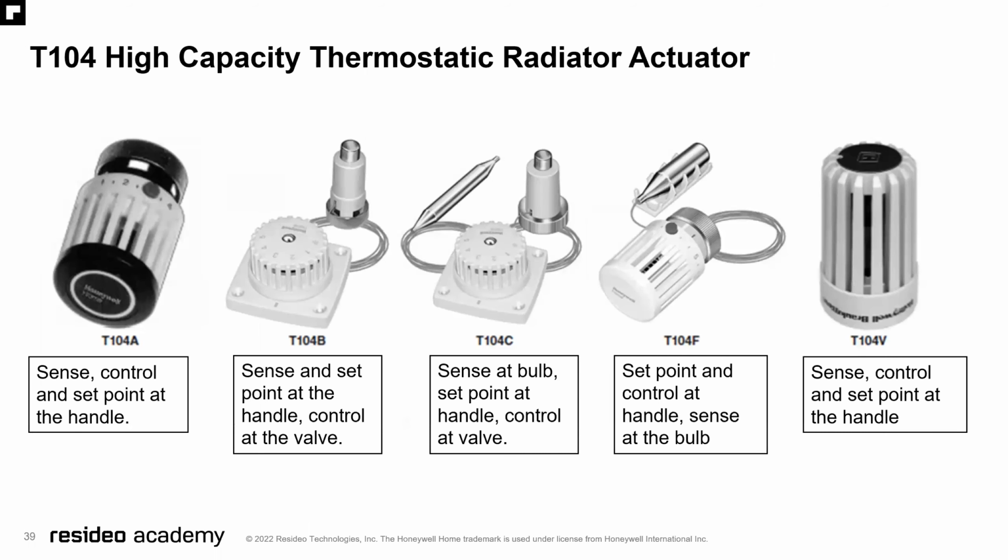The T104 high capacity thermostatic radiator actuator has a few more options for the head, where you have the sense, control, and set point at the handle in two versions. One is, of course, the tamper resistant. It's harder for people to play with. That's going to be in your more public locations where you don't necessarily want people adjusting them. You have more sense and set point at handle versus sense at bulb, set point at handle, and control at valve. You spread those out a little bit more.